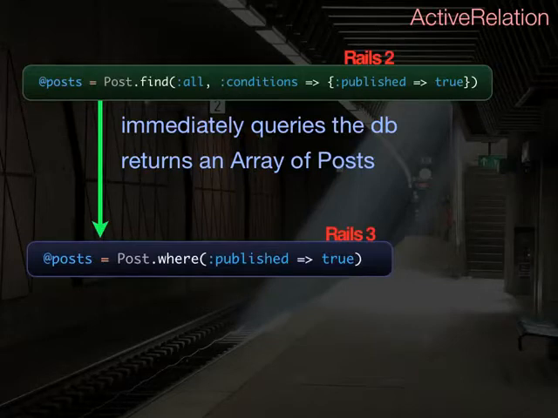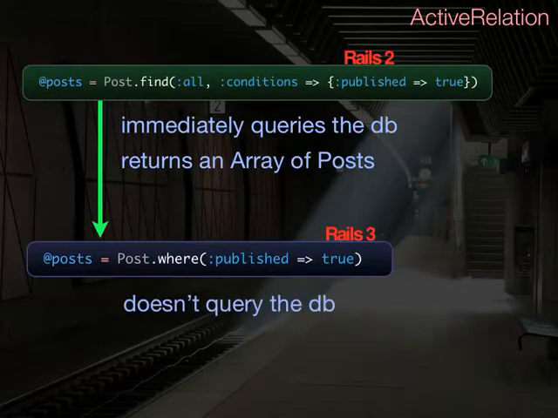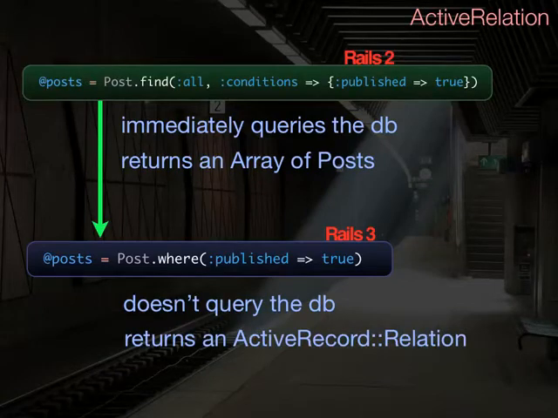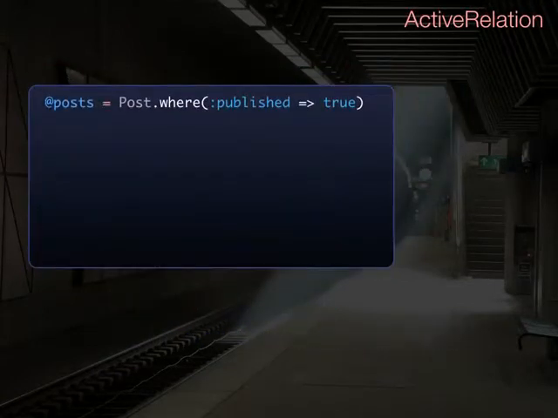We simply do post.where publish true. The where method isn't going to immediately query the database. Rather, it's going to return an active record relation. Let's take a closer look at what active relation allows us to do.